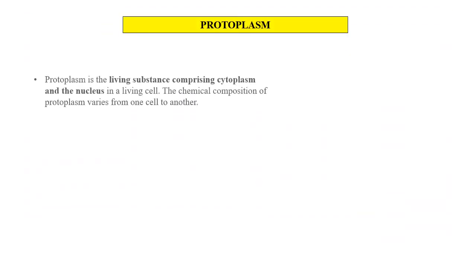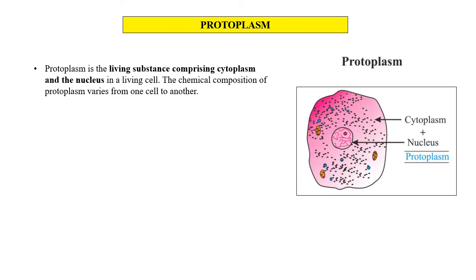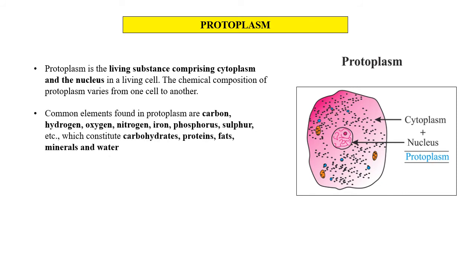Protoplasm. Protoplasm is the living substance comprising cytoplasm and the nucleus in a living cell. The chemical composition of protoplasm varies from one cell to another. The common elements found in protoplasm are carbon, hydrogen, oxygen, nitrogen, iron, phosphorus, sulfur, etc., which constitute carbohydrates, proteins, fats, minerals, and water. All the living components of cell lie in the protoplasm and perform their functions.